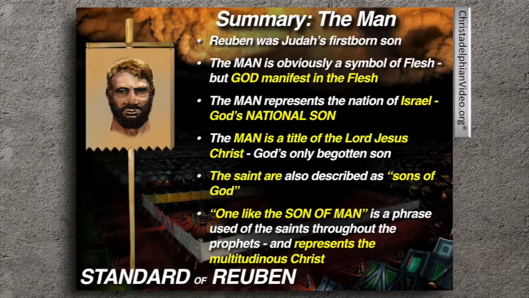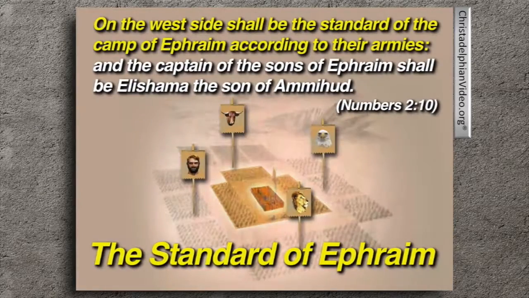And now, brothers and sisters, we come to the picture of the standard of Ephraim. Ephraim, it says in Numbers chapter 2 and verse 10, was on the west side. And his standard of the camp of Ephraim, according to their armies, the west side was the banner to be planted, which was the standard of Ephraim. And this, of course, brothers and sisters, would be the standard of the ox. And incidentally, when you look at that picture there, the east is the lion, and the west is the ox. So it's not located north, south, east, west. It's done according to how this is actually camped out.